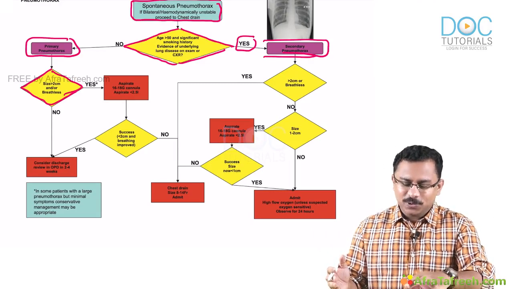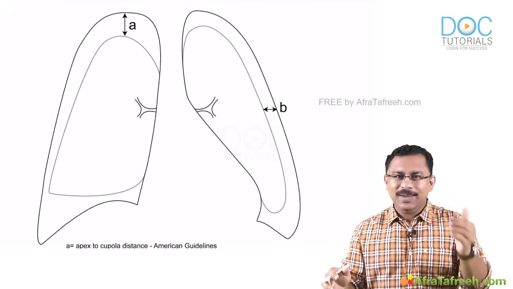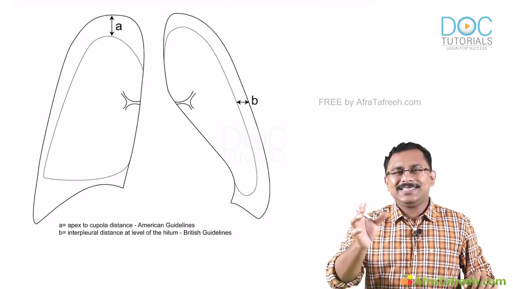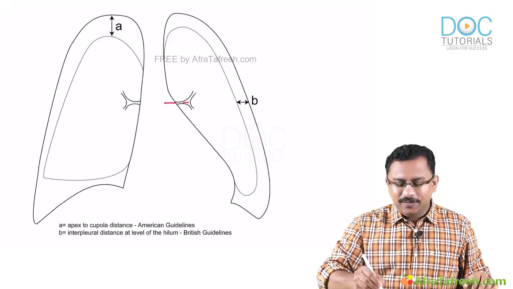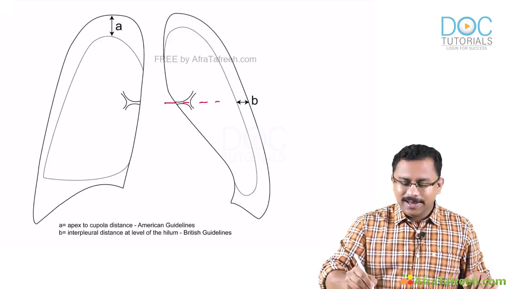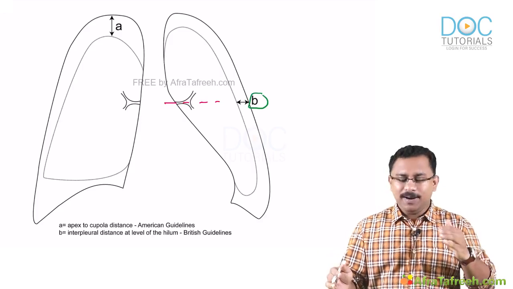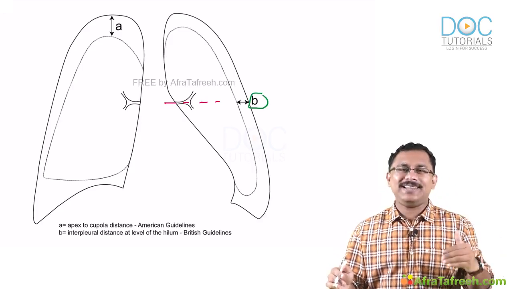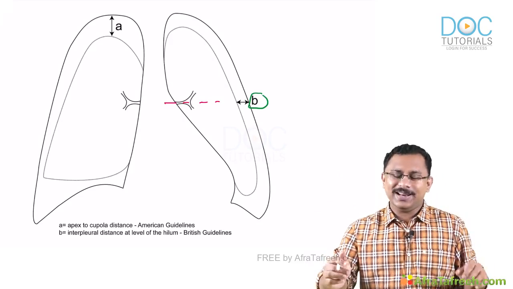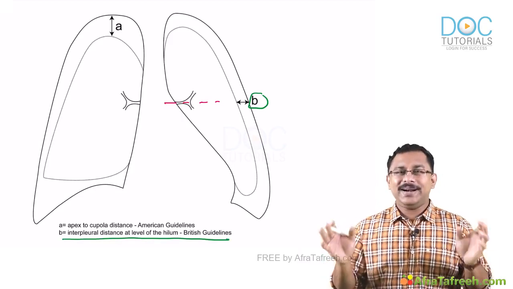When you want to measure the size of a pneumothorax, remember currently we are discussing the BTS guidelines. To measure the size of pneumothorax, in the lateral side, they measure what you are seeing as B, the gap between the parietal and visceral pleura at the level of the hilum. I am not saying at the hilum, but at the level of the hilum that you can see, the gap between the parietal and visceral pleura is taken as B. That is the distance as per the British guidelines.